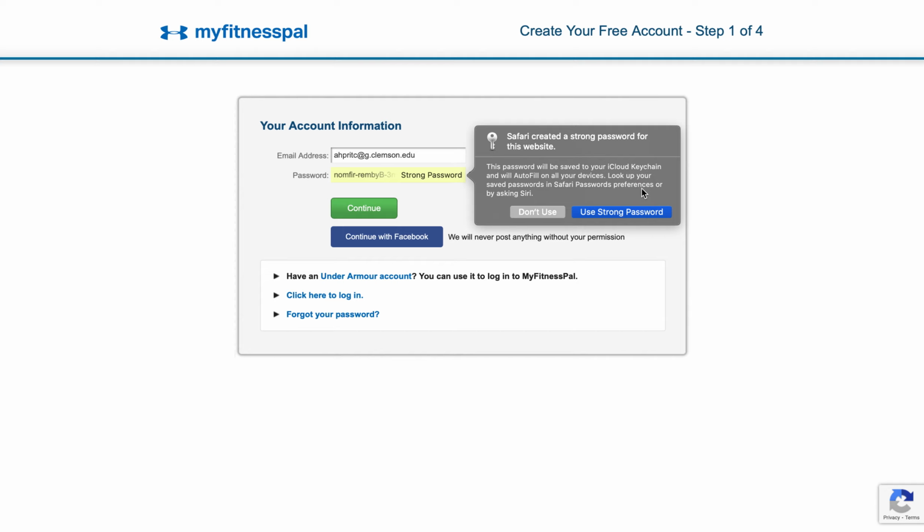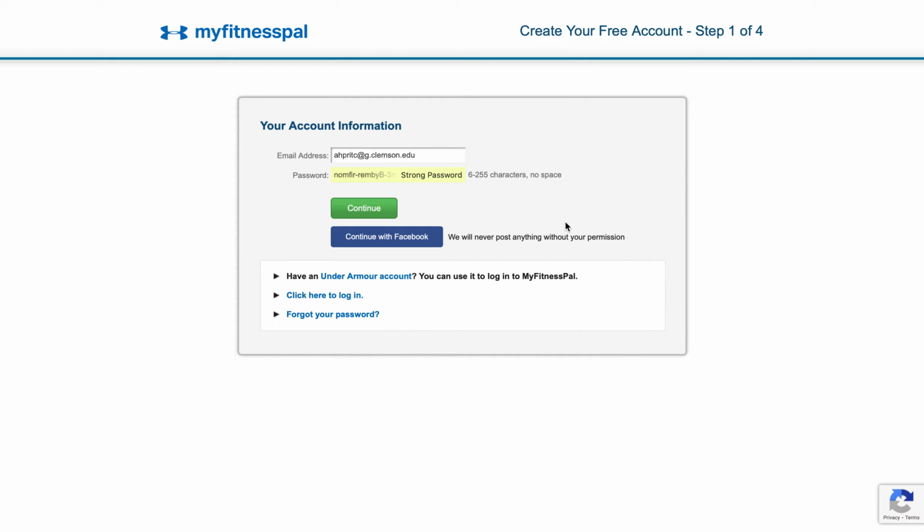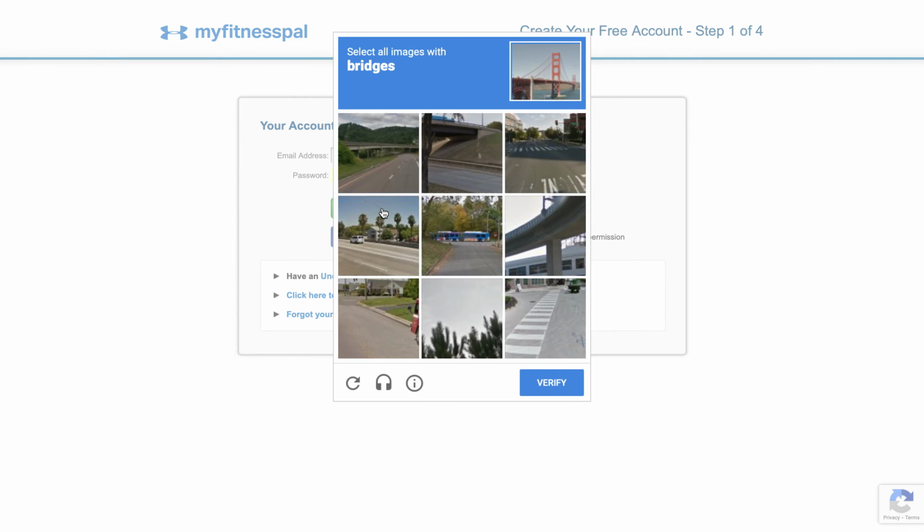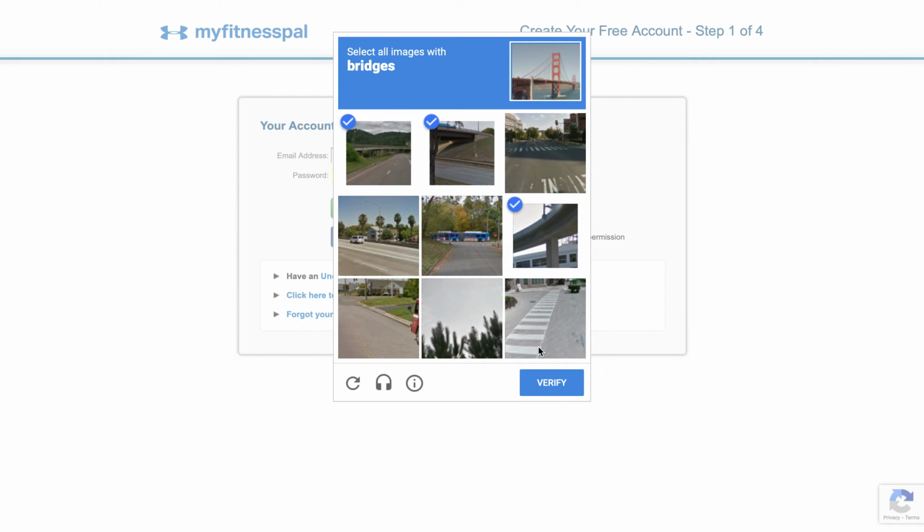I think you can put in your date of birth, your height, your weight, things like that. So we're going to use Apple's strong password and continue. Let's see, find all the images here with a bridge on it. I always seem to mess these up somehow, but I think this one's easy enough. All right.